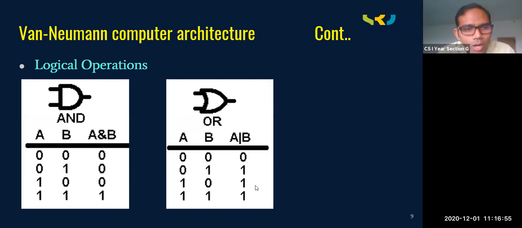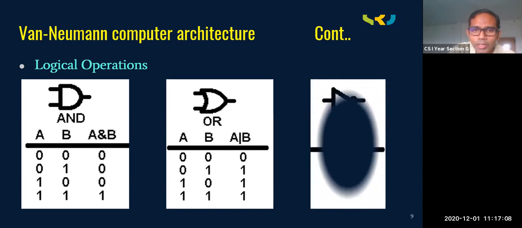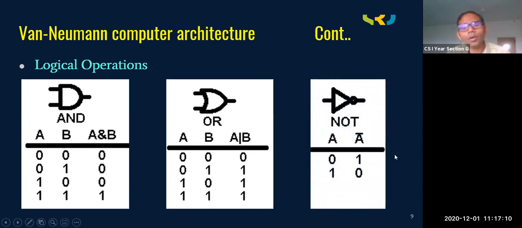In other words, false or false is false, false or true is true, true or false is true, and true or true is true. So this represents the OR truth table. Now coming to the leftover, that is not. Not means negation. 0 becomes 1, 1 becomes 0. So these are the three logical operations that we are having: and, OR, and not.